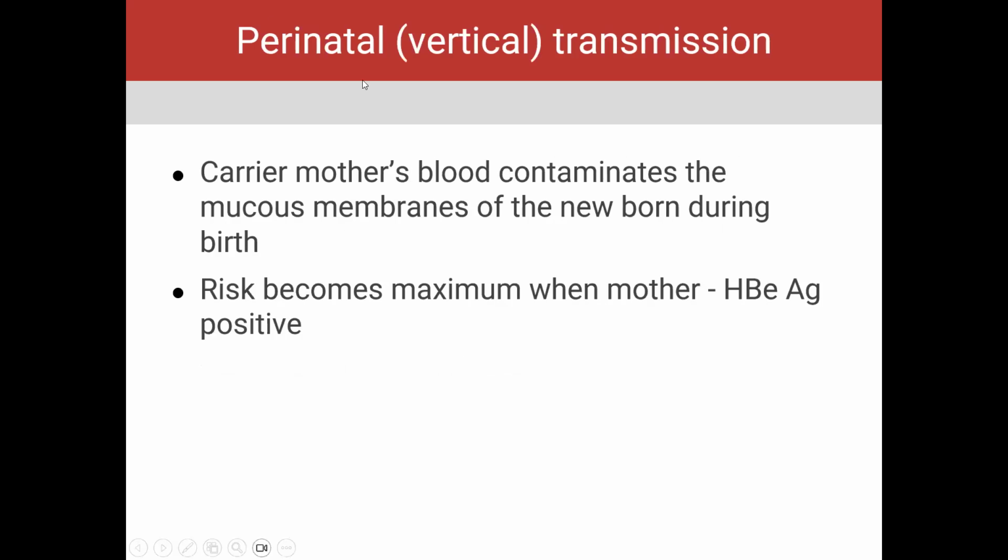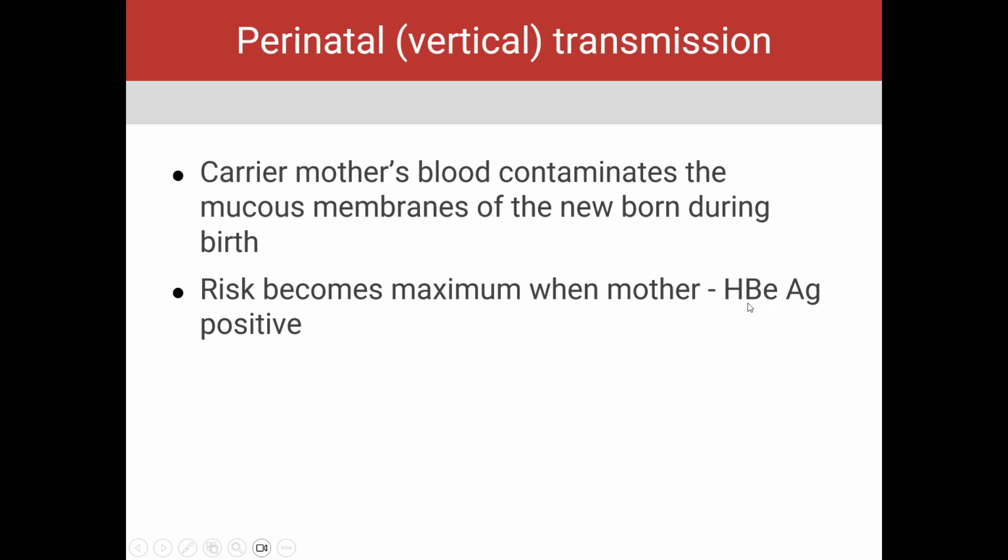Next, perinatal or vertical transmission. This is from mother to the fetus. Carrier mother's blood contaminates the mucous membranes of the newborn. If the mother is HBsAg positive or HBeAg positive and has the infection, then it contaminates the mucous membranes of the newborn during birth.